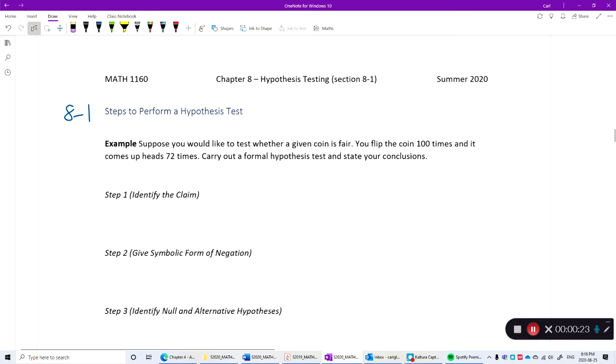Try to do it the same way every time. Just like with anything else, if you get comfortable with it, you can streamline it, maybe absorb some steps together. But we're going to try to keep everything very clear here.